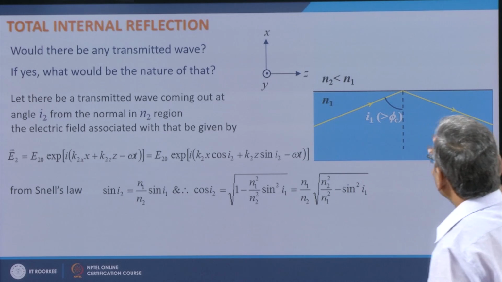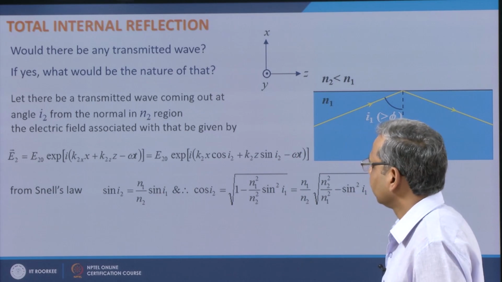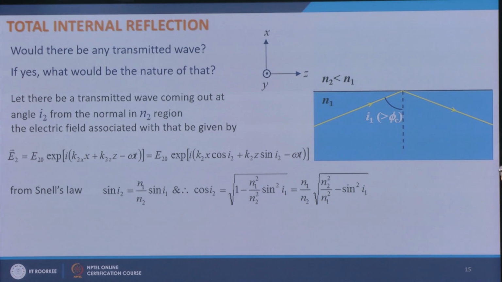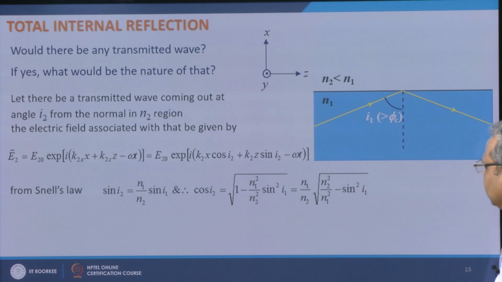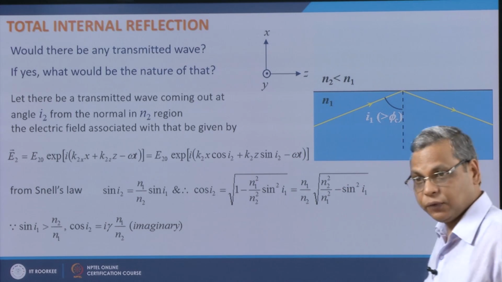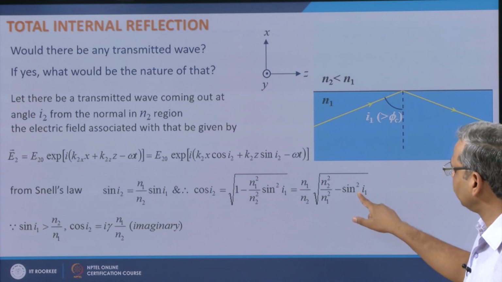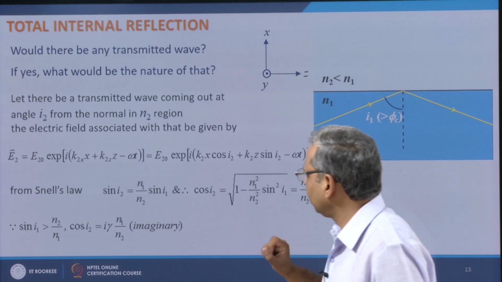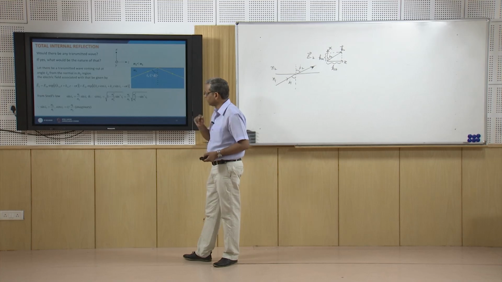If I apply Snell's law here, then I know that sine I2 would be n1 over n2 sine I1. So I will get sine I2, and correspondingly cosine I2 would be square root of 1 minus n1 square over n2 square sine square I1, and from here if I take this n1 over n2 out, this would be n2 square over n1 square minus sine square I1, and since this I1 is greater than phi c for total internal reflection, sine I1 should be greater than n2 over n1. If sine I1 is greater than n2 over n1, then this quantity would be imaginary. So I will have this cosine I2 as some i gamma times n1 over n2. Let me represent this as i gamma, which is imaginary now.